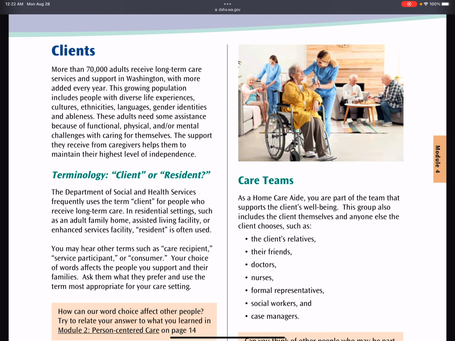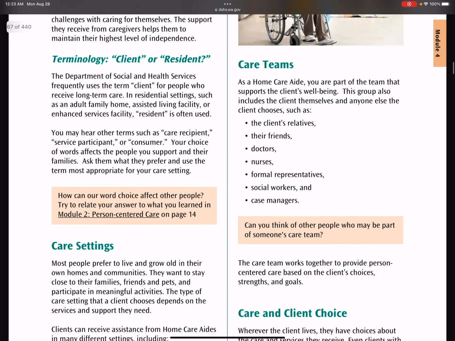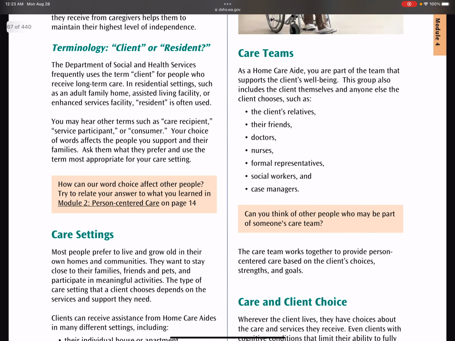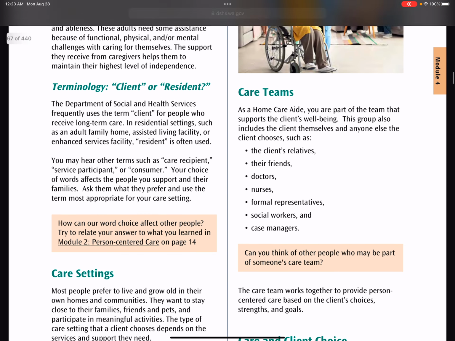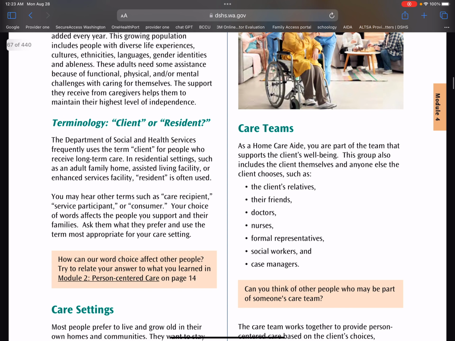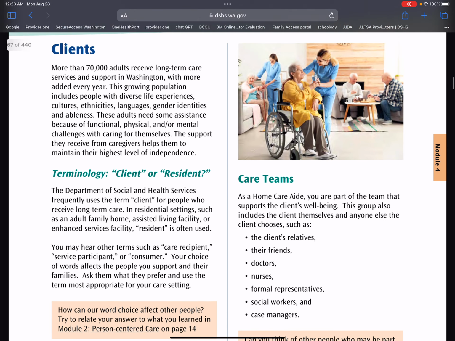What's a care setting? A care setting is a type of setting that a client chooses depending on the services and support they need. Clients can receive assistance from home care aides in many different settings, including the individual house or apartment, or an adult family home, or an assisted living facility, or an enhanced service facility.